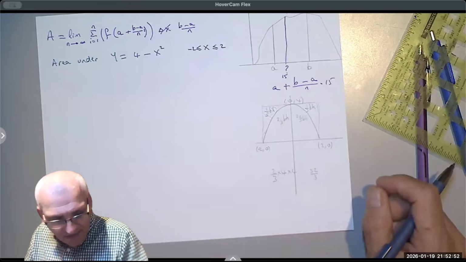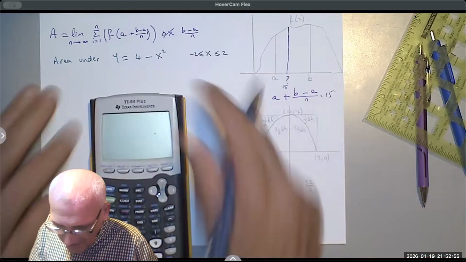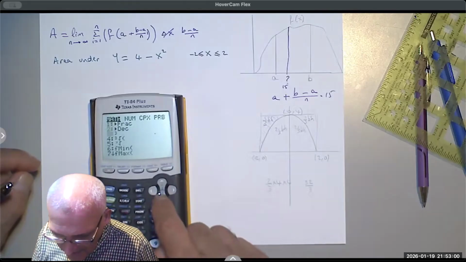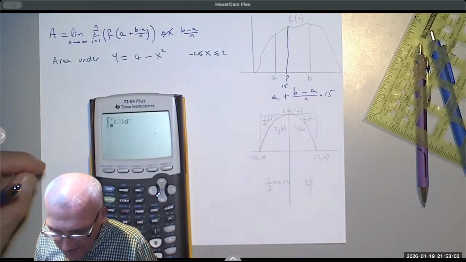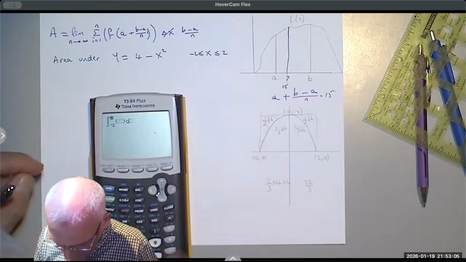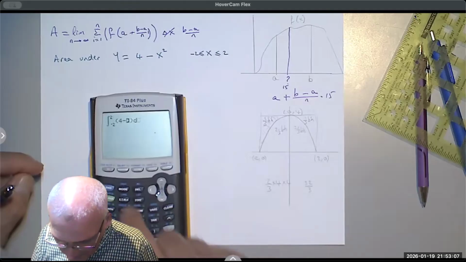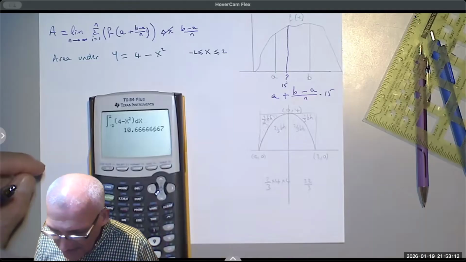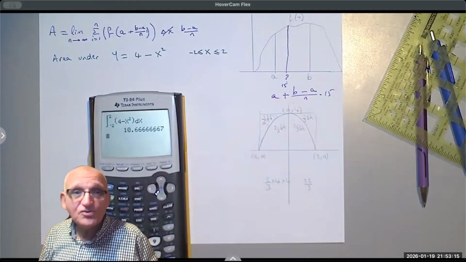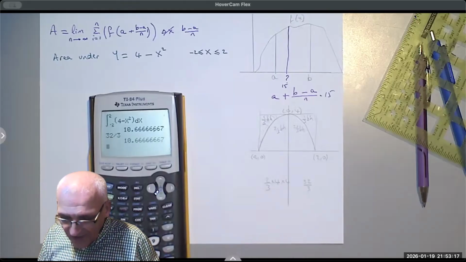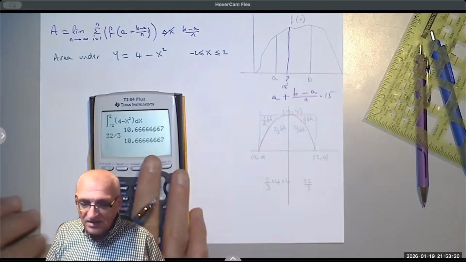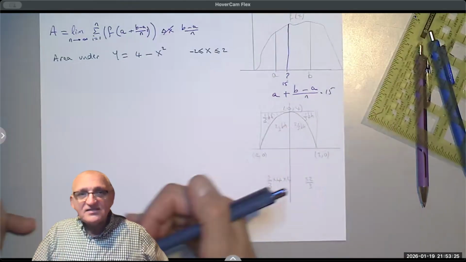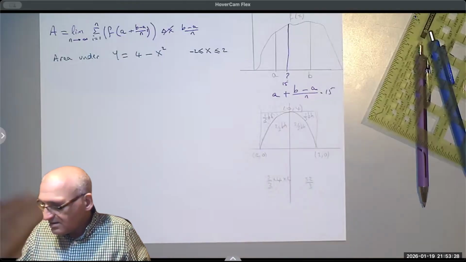So that should be the area. We can check first and say go to math. And then I think 9 is the definite integral from -2 to +2 of 4 minus x squared dx. 10.666, which is 32/3, correct. So I really don't need integration. I don't need this, but it's good to know the final answer, so if you get something wrong, you know where you messed up.